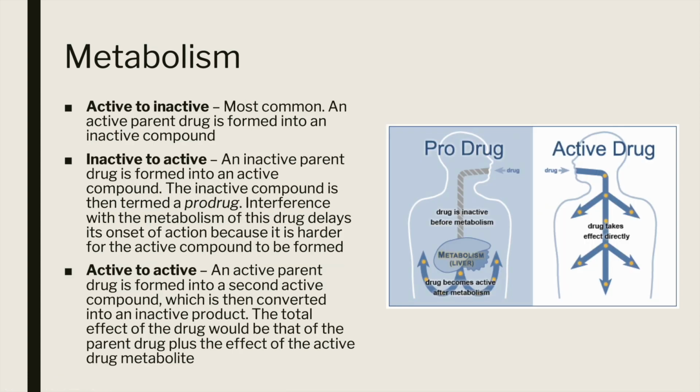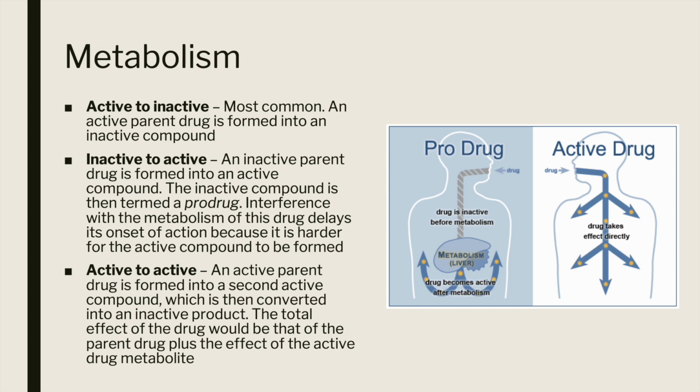All right, some different types of metabolism. So we have active to inactive. This is the most common form of metabolism. This means that we have an active drug, it gets to the liver, and then it is transformed into an inactive compound, which is then excreted.